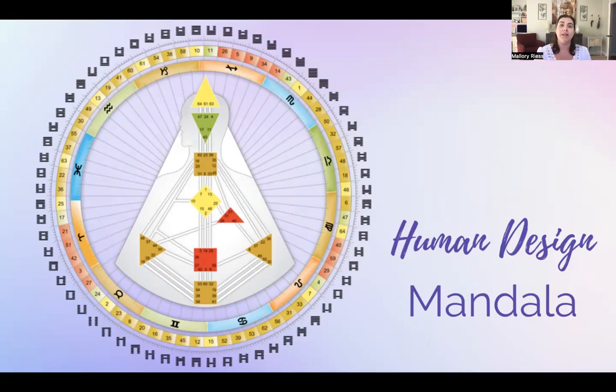So those white lines run through all the different energy centers. And very often, when you run your human design chart on my website, which is MalloryRiess.com, you can get a free human design chart on there. I'm going to show an image on the next slide of what that looks like when it pops up, but you won't see this mandala, this round circle with the different astrological symbols, all the numbers, and the hexagram symbols on the very outer ring.